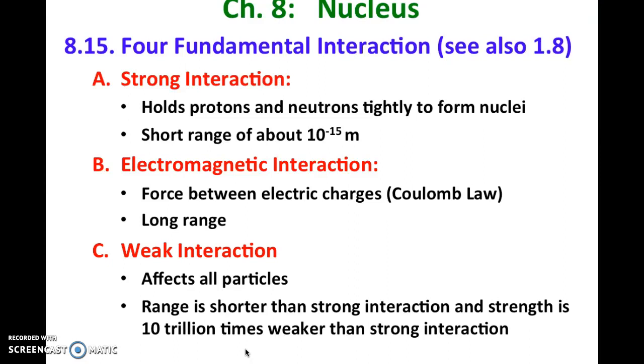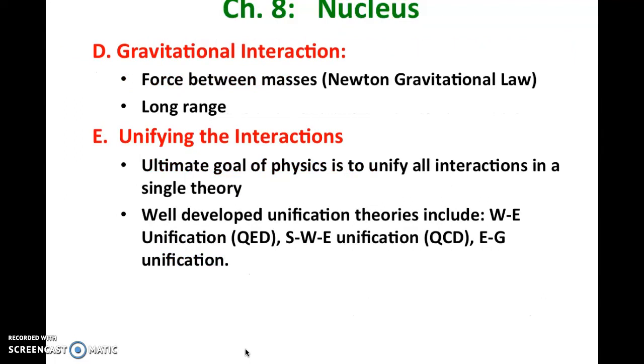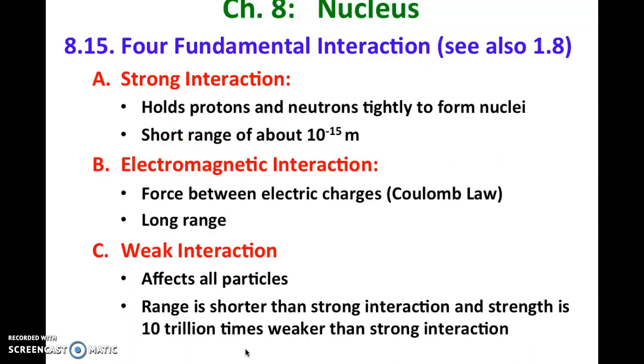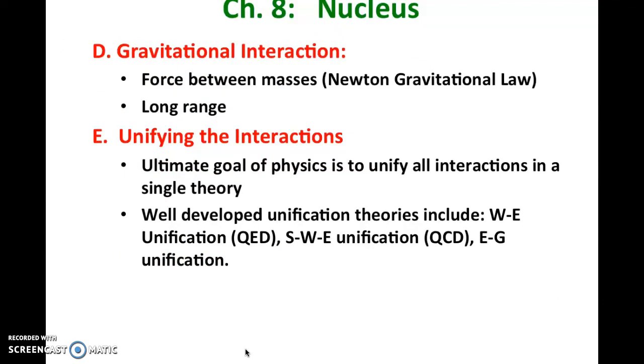The strong force holds protons and neutrons tightly to form nuclei. It is short-range interaction, about 10^-15 meters. Weak interaction affects all particles in an even shorter range of interaction and is 10 trillion times weaker than strong force. As we have talked in Chapter 6, electromagnetic interaction governed by the Coulomb's law is the interaction between electric charges. It is a long-range interaction. Gravitational interaction governed by Newton's gravitational law is the interaction between masses. It is also a long-range interaction.